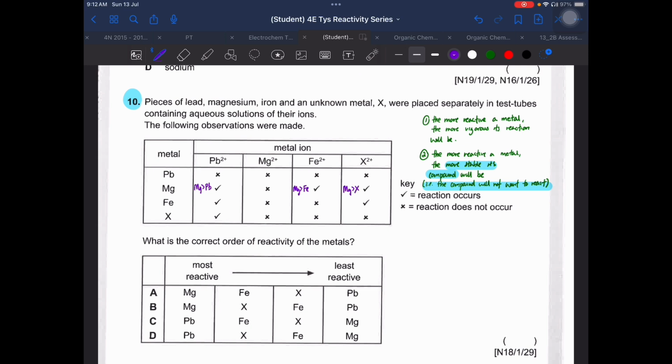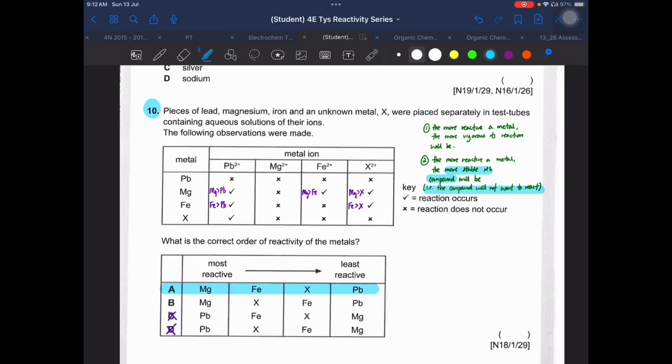This allows us to see that magnesium should be the most reactive chemical. Likewise, lead should be the least reactive chemical. Then we take a look at iron. When we look at iron, we realize that iron can react with lead too, so iron is more reactive than lead. Iron can also react with X2+, which means iron is more reactive than X. So this allows us to conclude that the answer must be magnesium, followed by iron, followed by X, followed by lead.